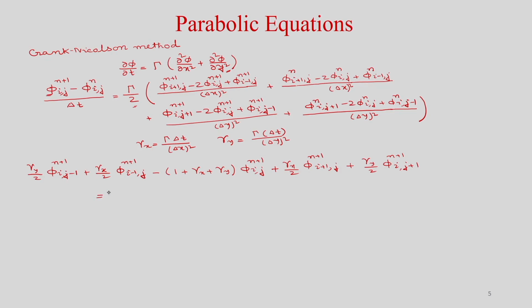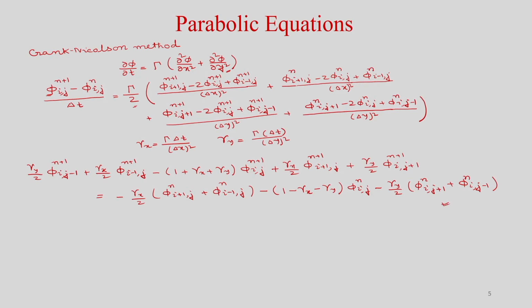So, all are unknown terms, and now in the right hand side you write all the known terms, which are at time level n. If you take all this in the left hand side, you will get minus gamma x by 2 phi i plus 1 j at n plus phi i minus 1 j at n time level. And now for i j, if you take it to this side, you will get minus gamma x minus gamma y, phi i j at n, minus gamma y by 2 phi i j plus 1 plus phi i j minus 1 at time level n.